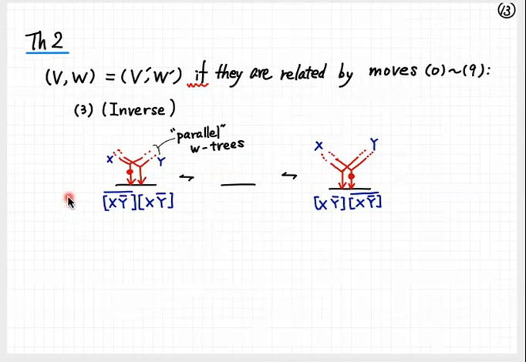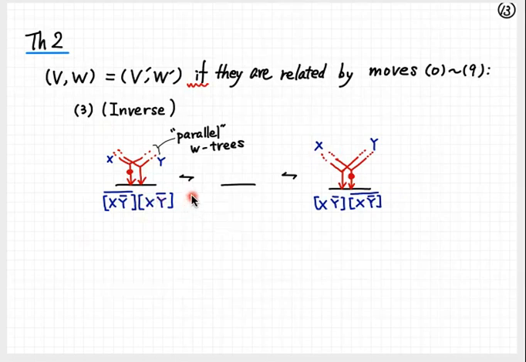So here we consider a label of the tree head. If we put X and Y, then the label of this tree head is X bracket of X commutator of X Y bar. And on the other hand, the label of this head is the inverse of the commutator of X, Y bar. So obviously these are the trivial element.